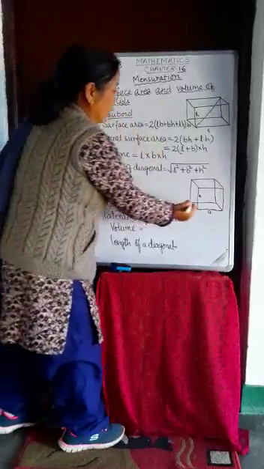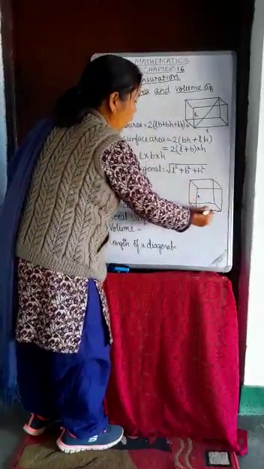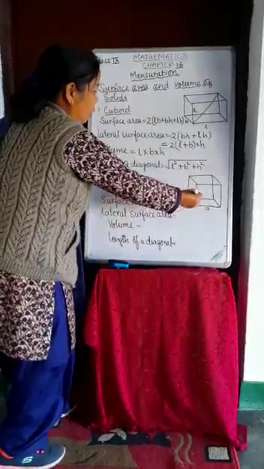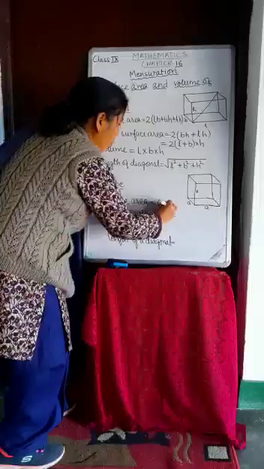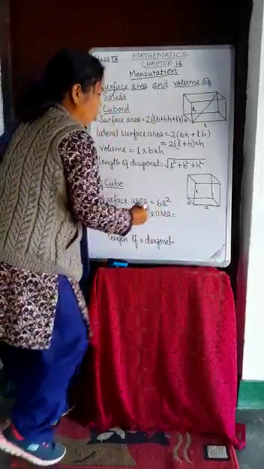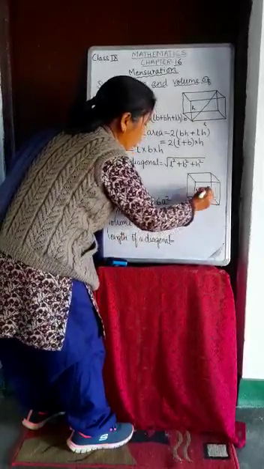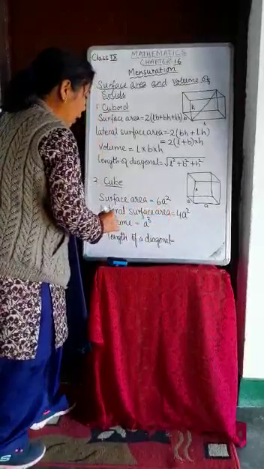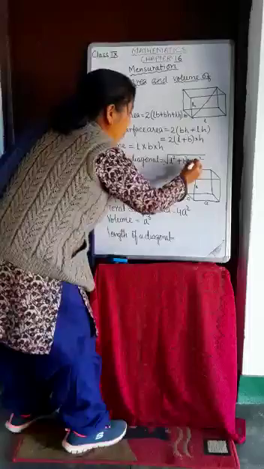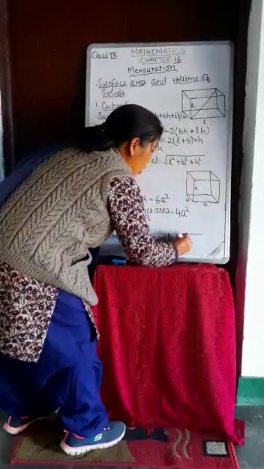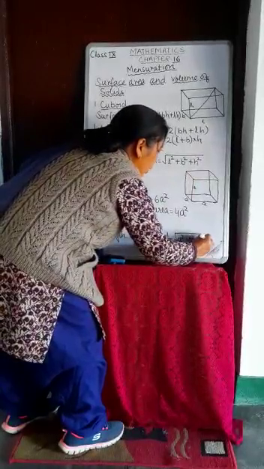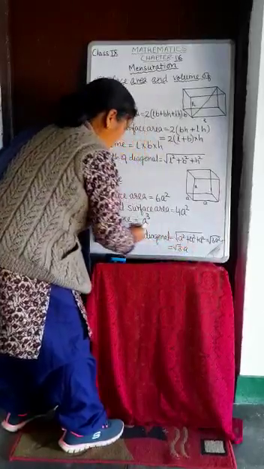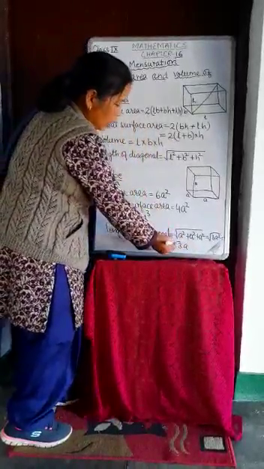Now comes the cube. A cube is a solid in which length, breadth and height, all these three sides are equal. So the surface area of the cube, because 6 faces are there and the areas of all 6 faces are the same, is 6a square. And the lateral surface area of the cube is 4a square, because 4 equal faces are there. Volume of the cube is side cube, because length, breadth and height all three are equal. Length of the diagonal: if we put the value a square plus a square plus a square, then it will be equal to under root 3a square, which equals root 3 a. So the length of the diagonal of the cube is root 3 a.